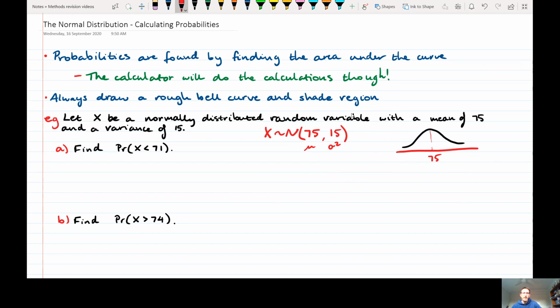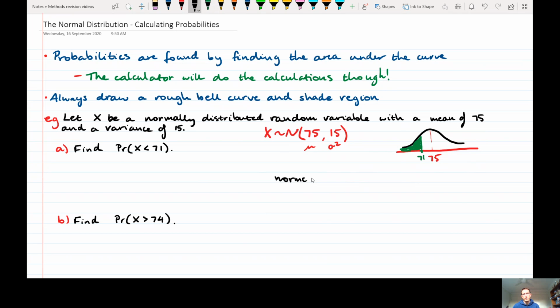The mean is 75, and we're asked to find the probability of X being less than 71. So where's 71 going to be on a number line? Well, 71 is going to be less than 75. I don't know how far along it's going to be, but it's going to be down there. It says less than 71, so it must be this area here. Again, we could write out the nasty looking integral and try to find it between negative infinity up to 71. Instead, what we're going to use is the norm CDF option on the calculator.